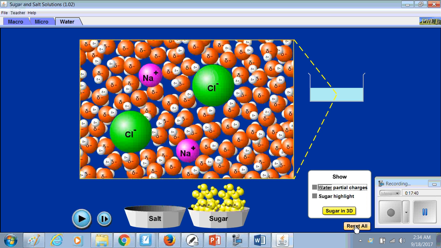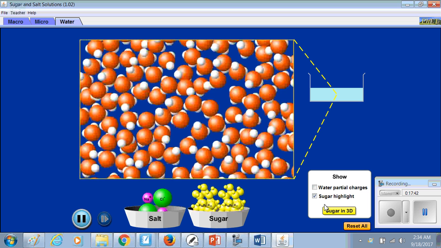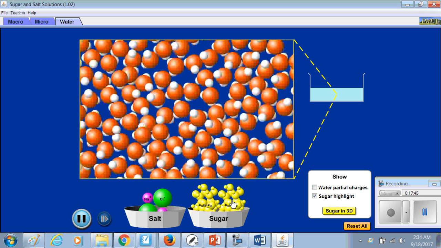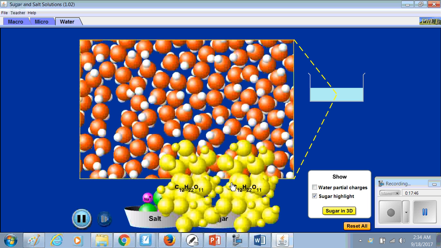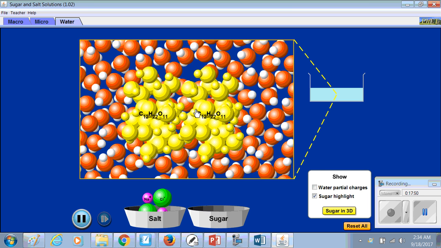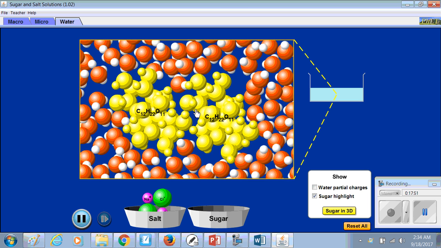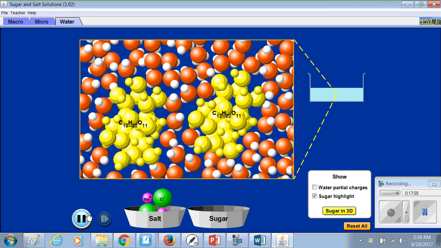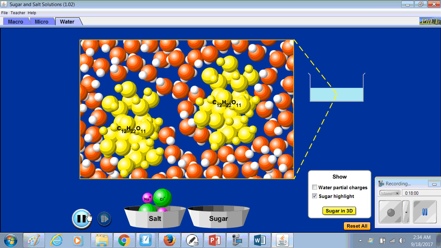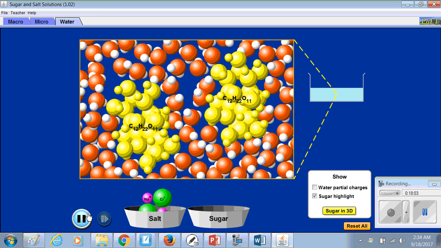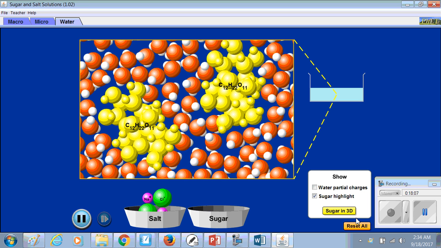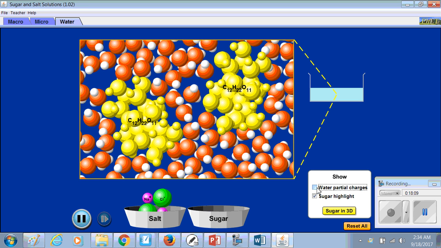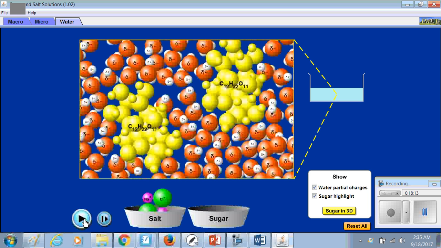So let me reset this for you. I'm going to put the sugar in there. So you've got 2 molecules of sugar. So you've got a sort of a macromolecule. And you'll notice the sugar molecules are separating from each other, but the atoms within the sugar molecules are not separating from each other. So let's see, I'm going to highlight the partial charges. And we'll talk a lot more about this when we get into chemical bonding towards the end of the year.